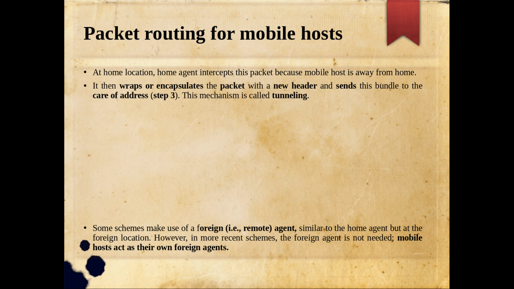So what it will do, even though it is out of station, the home agent knows where it is, right? So it then wraps or encapsulates the packet with a new header and sends this bundle to the care of address. This mechanism is what we call tunneling. The original packet itself has data and a header part, so it will be further wrapped or encapsulated with a new header that will be contained in the care of address, and it sends the whole bundle to the care of address. So that is step number 3, and this is what we call tunneling.